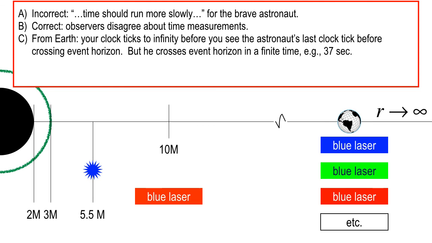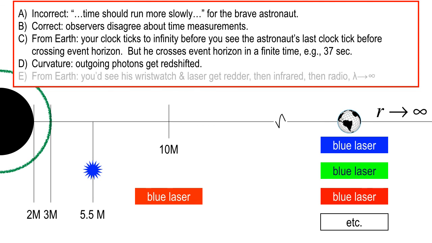They appear to slow down for us, but our clock is going at 60 beats per minute. His is going at 60 beats per minute. But when you try to communicate from one reference frame to the other, then you get disagreements. Another thing, curvature means that the outgoing photons are redshifted. And from Earth, here's the other thing. If you're looking at his wristwatch, and you're looking at his laser signals, they get redder and redder.